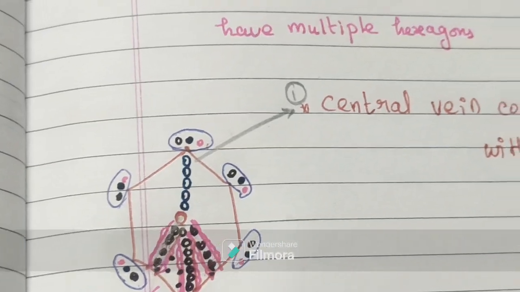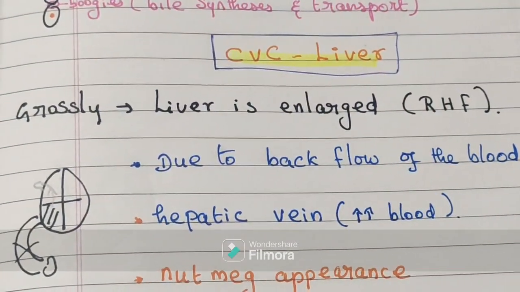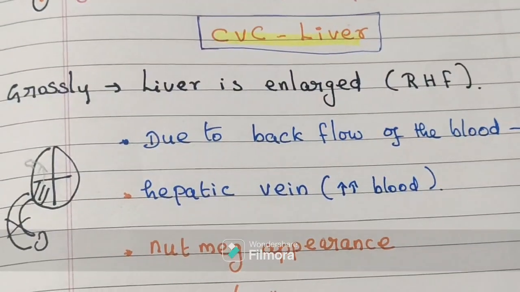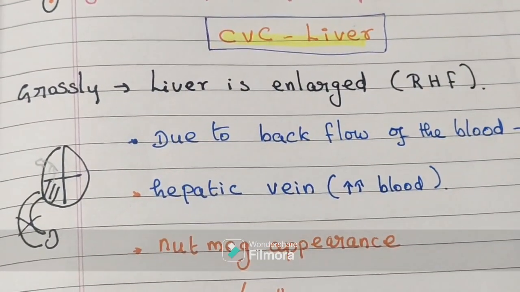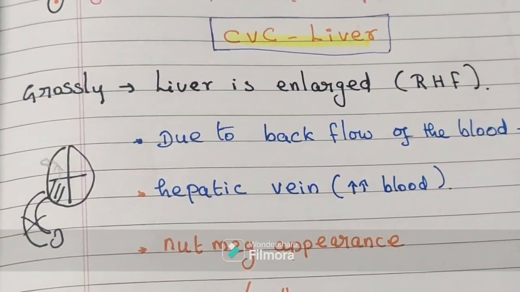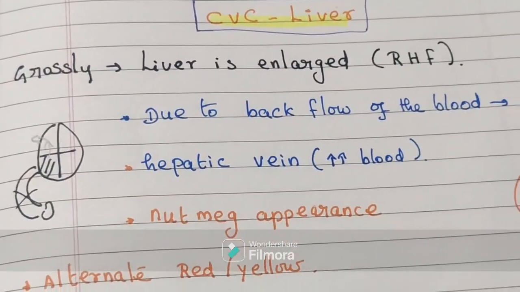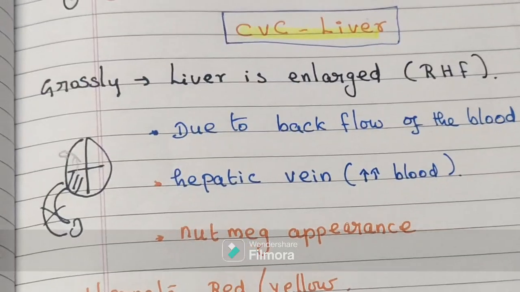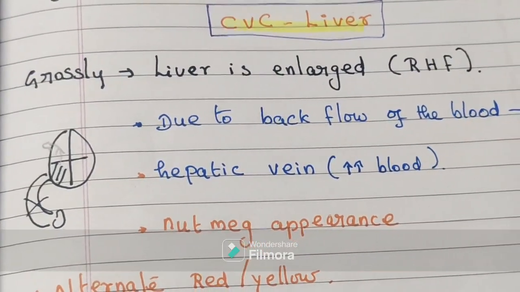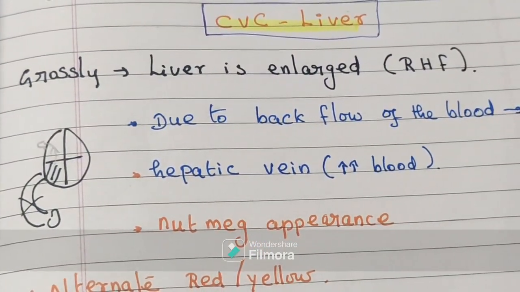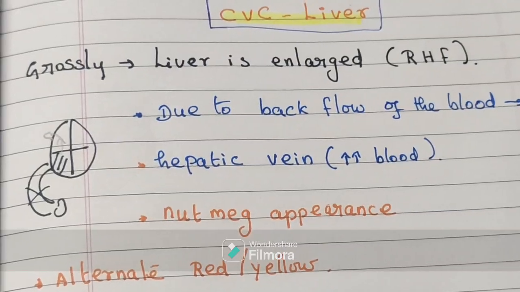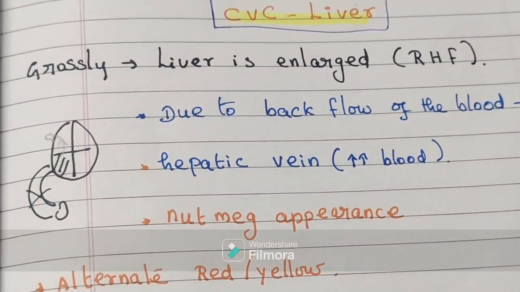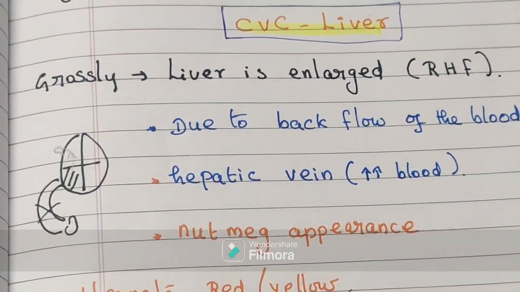Now the CVC liver is enlarged because of right heart failure. What will happen if there is right heart failure? Where will the blood go? CVC liver results from right heart failure. If the right ventricle is not pumping, blood is not going forward, so it will back up from the right ventricle to the right atrium.